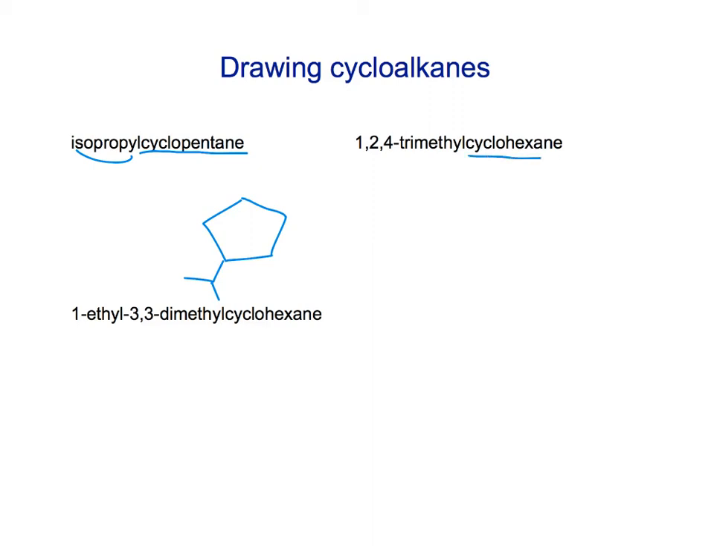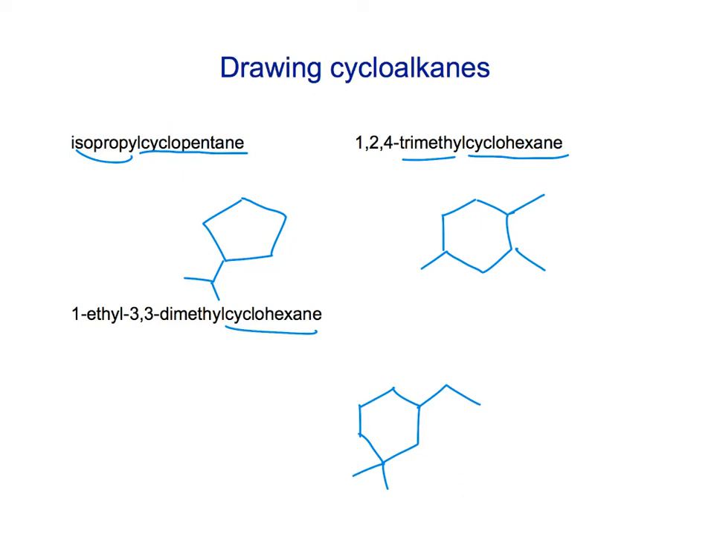Alright, the next one is a cyclohexane. You're going to get lots of practice drawing these hexagons in this class. And we have 1, 2, 4 trimethyl. We have 3 methyl groups. We can start wherever we want. I'm going to start here. 1, 2, 4-trimethylcyclohexane. Alright, the last one is also a cyclohexane. 1 ethyl, I'll start over here again. 1-ethyl-2,3,3-dimethylcyclohexane.